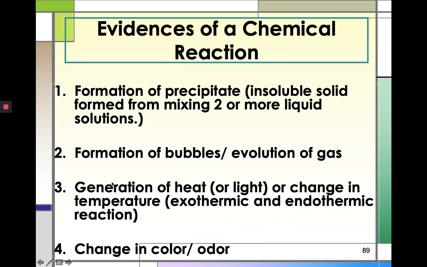As a recap, how do we know that a chemical reaction has occurred? First, if there is a formation of a precipitate. Second, if there is a formation of bubbles or evolution of gas. Third is generation of heat or light or change in temperature, as in the case of exothermic and endothermic reactions. A change in color or odor can also be considered evidence of a chemical reaction.